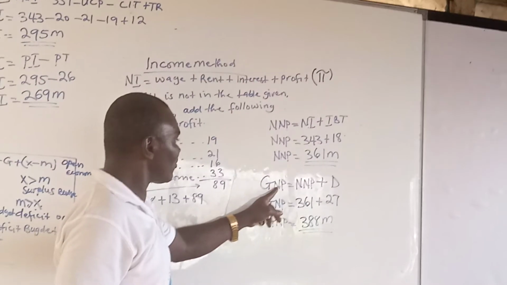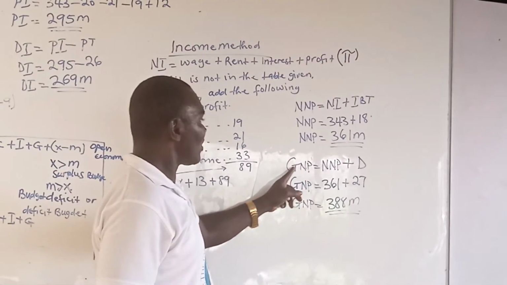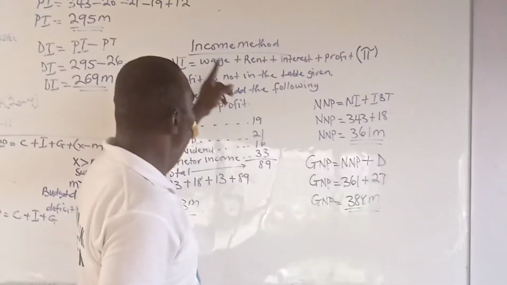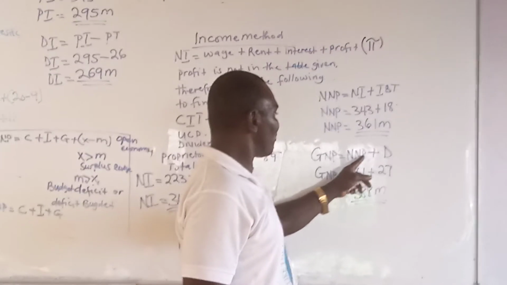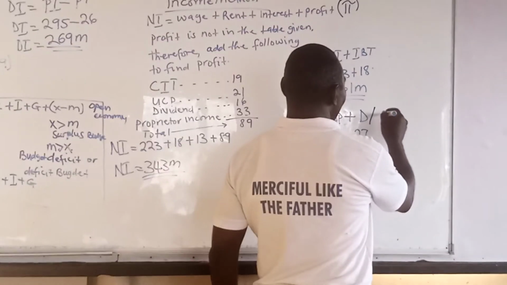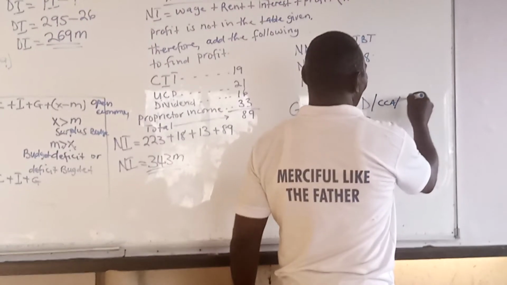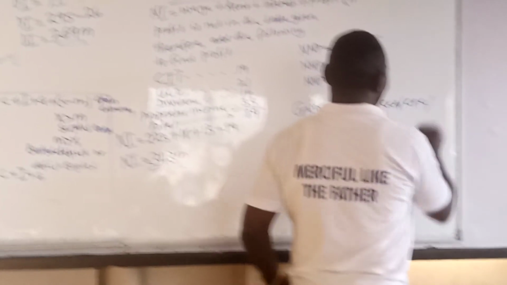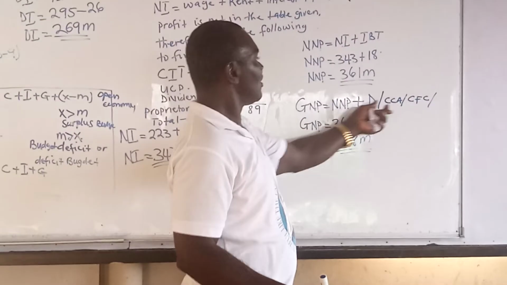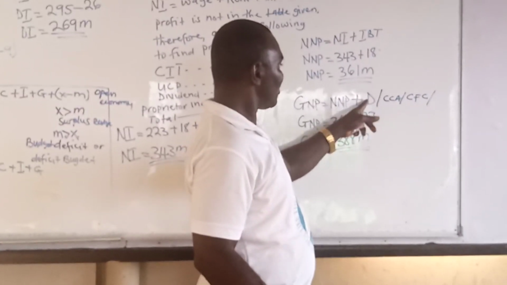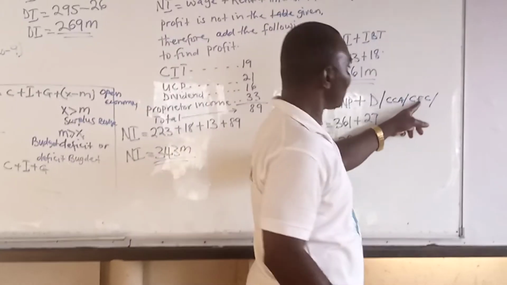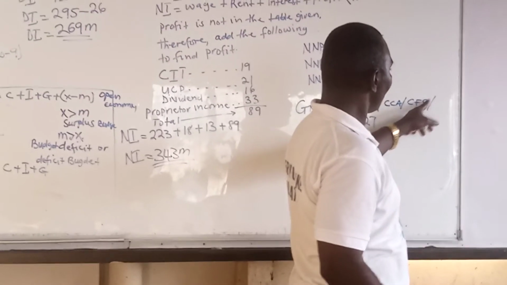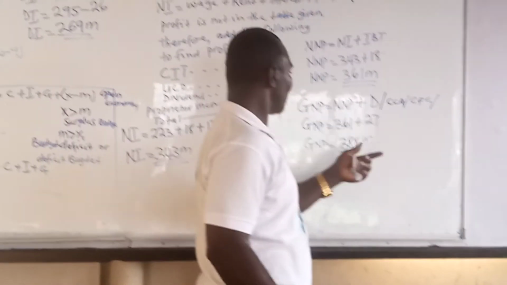GNP, the gross national product. To calculate the GNP on an income method, we say GNP should be equal to NNP, net national product, plus the depreciation. Now the depreciation, as I said, has three names: CCA, or CFC. These are the names for depreciation. We have consumption of capital allowance, consumption of fixed capital. These are all names for depreciation.